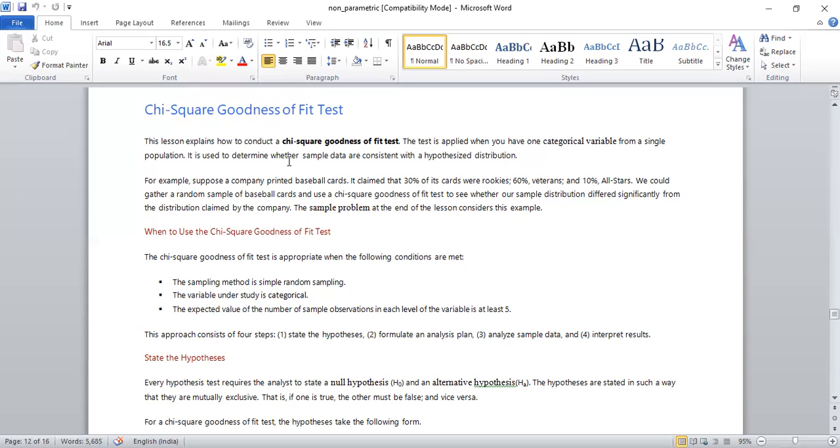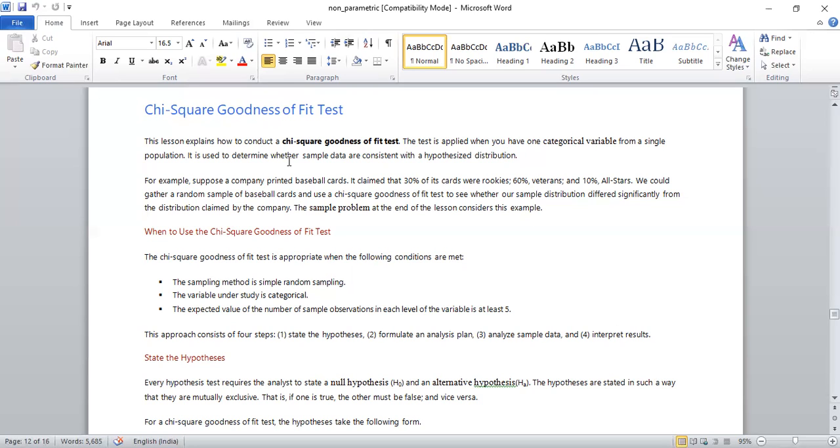Okay, look at the condition. The sampling method is simple random sampling. The variable under study is categorical. The expected value of the number of sample observations in each level of the variable is at least 5 in each level. Okay, that is for veterans, for all stars, and for rookies. Okay, these are the three levels now.